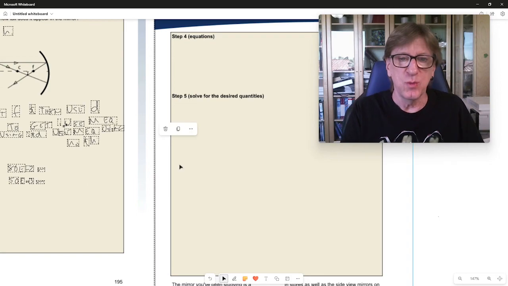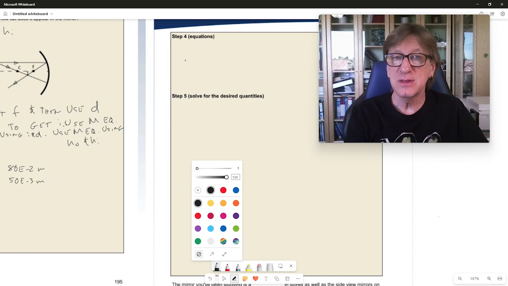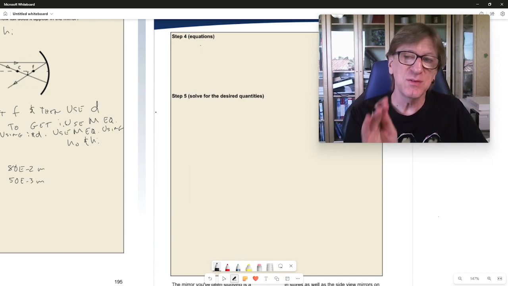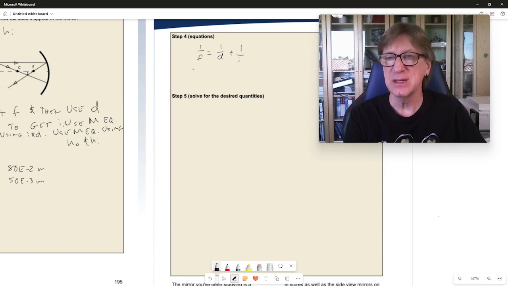All right then. So what equations are we going to use? Well, we already said that we're going to use the mirror maker's equation. But let's start off by thinking, okay, I want to use the lens equation: 1 over F is 1 over D plus, sorry, 1 over I. Because writing this equation down tells me I need to find the focal length.